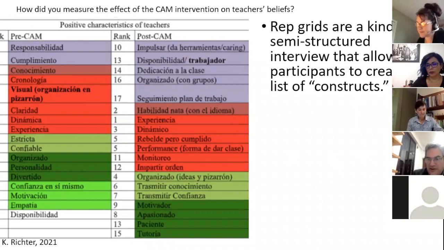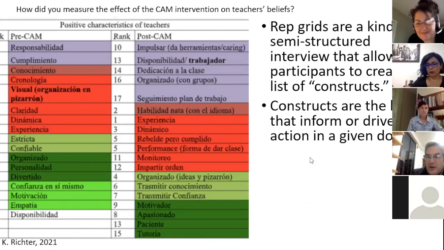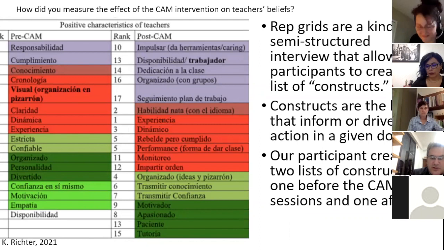A RepGrid is a semi-structured interview in which the researcher and the participant work together to create a list of constructs. Constructs is just a fancy way of talking about beliefs, perceptions, and ideas that inform or drive action in a given domain. Patty and I are right now doing research into collective accompaniment, helping language teachers, and so that's the domain that we're interested in.